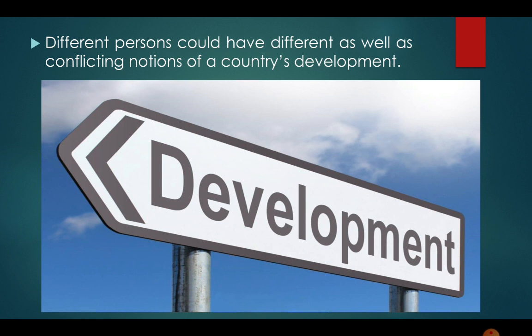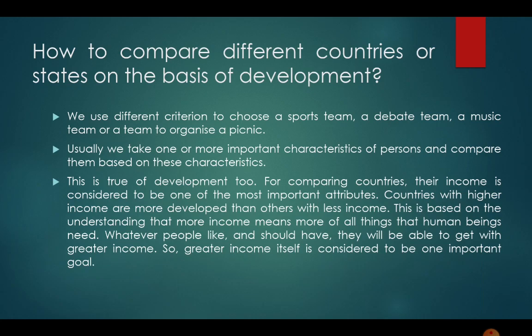Different persons could have different as well as conflicting goals for the country's development. So this we all know, that if one person wants something and another person has a conflicting goal, this will also lead to the development of the country. This can be in many cases, like we discussed the case of the brother system or the case of industrialist and tribal people. There they were also referring to development only. How to compare different countries or states on the basis of development? Now we will see how we can compare these countries on the basis of development.